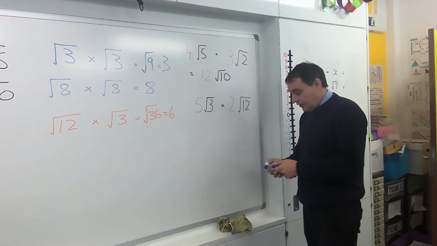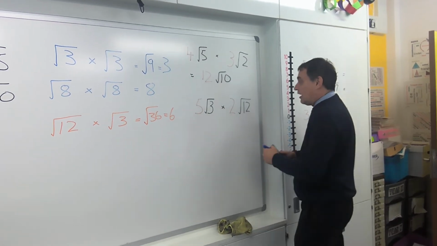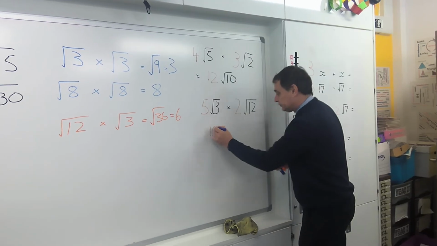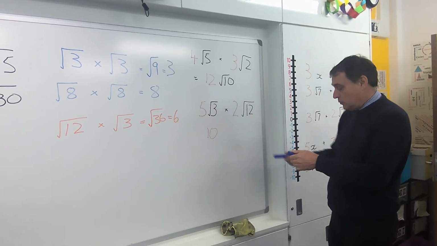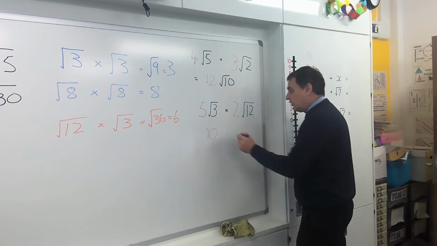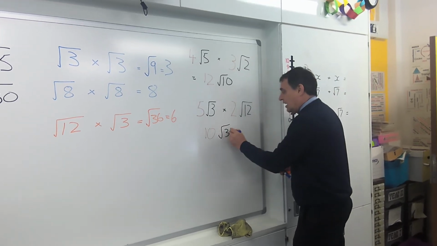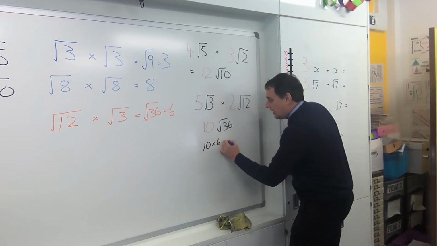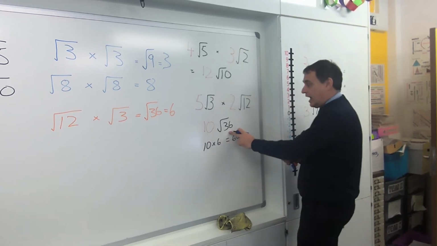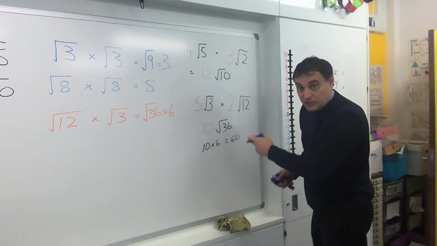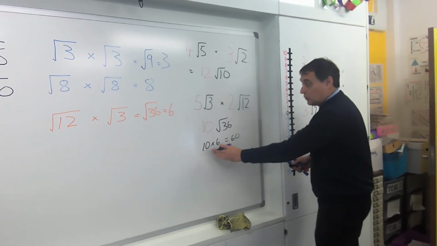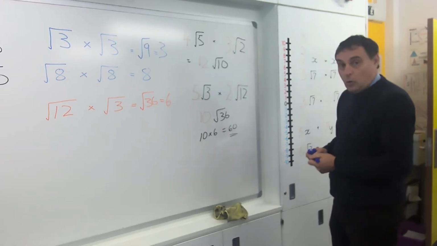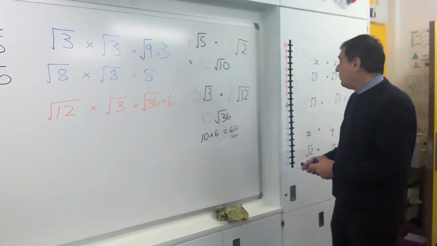Looking at this example there, we're going to have 5 root 2, 5 times 2 gives us 10. And we're going to times that by root 3 root 12, which is root 36. That in fact is actually going to give us 10 times 6 equals 60. So again, as we've got a number which can be square rooted on there, don't leave it as a root, neaten it up, and you can get a whole number there. So always look out for that little trap where possible.